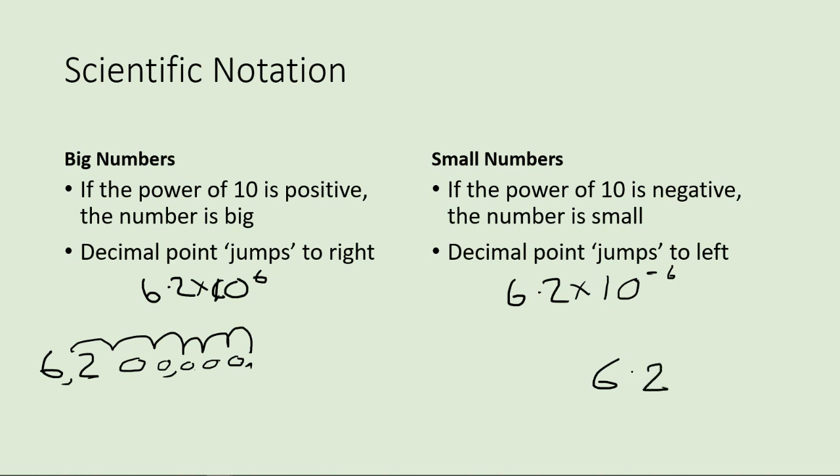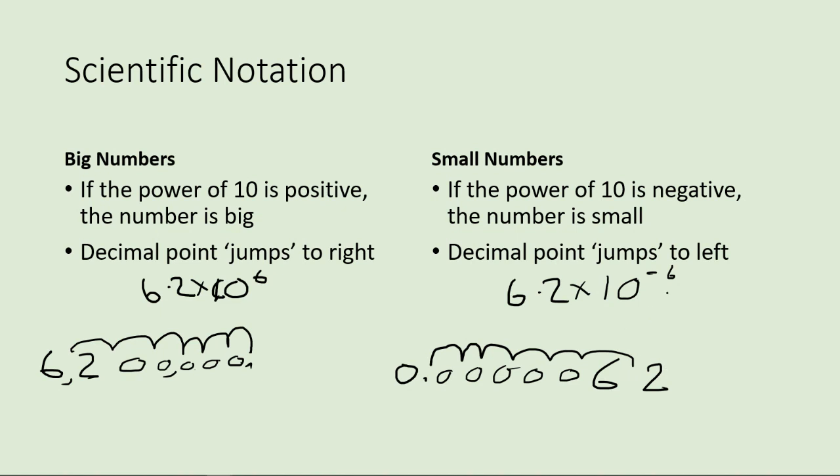Our decimal point was here, and we're going to the left this time. So we'd go 1, 2, 3, 4, 5, 6. And our decimal point is going to be here, so we're going to have to put 0 in front of it. And then we've got 1, 2, 3, 4, 5. So 6.2 times 10 to the minus 6, excuse me, is equal to 0.0000062. Okay?